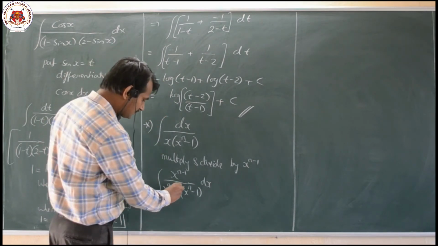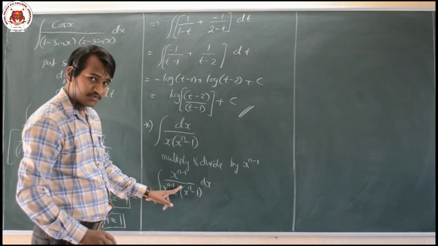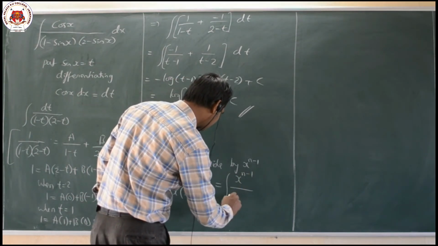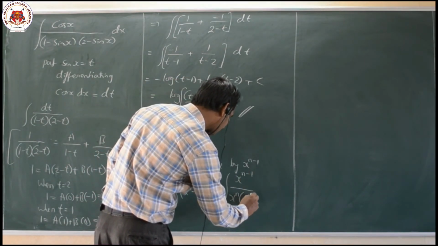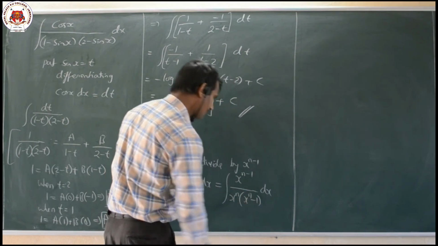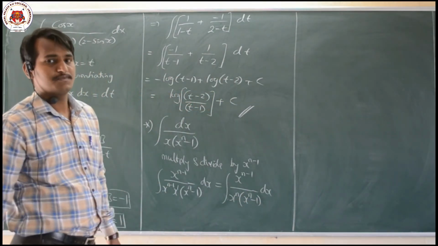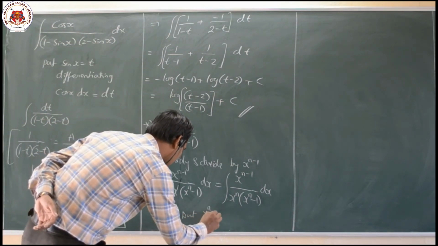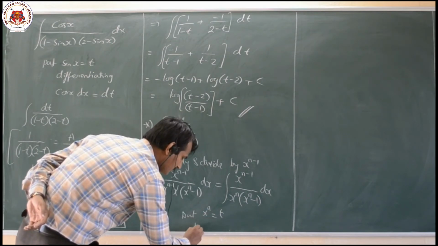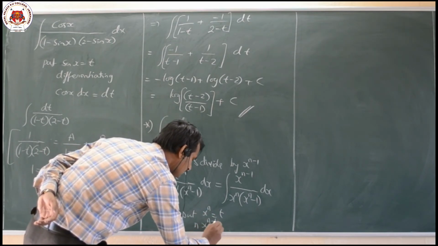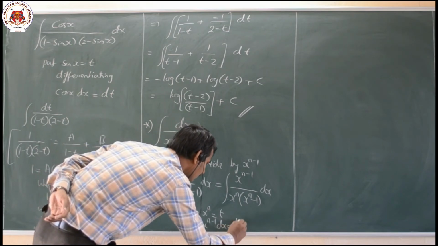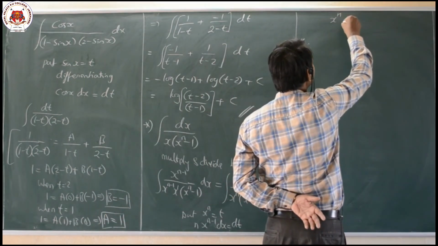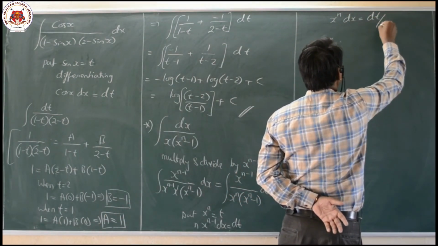Here we have x raised to 1, x raised to n minus 1, that is nothing but x raised to n here, which is equal to integration of x raised to n minus 1 divided by x raised to n into x raised to n minus 1 into dx. Now I will make use of substitution method. Simple, that is put x raised to n equal to t. Differentiate it, n into x raised to n minus 1 into dx equal to dt. Now that implies x raised to n minus 1 dx equal to dt divided by n.